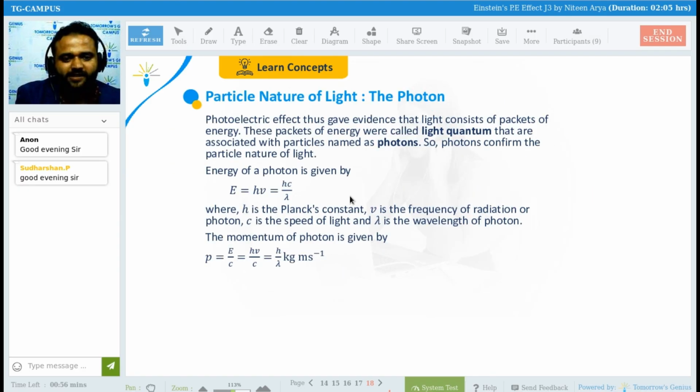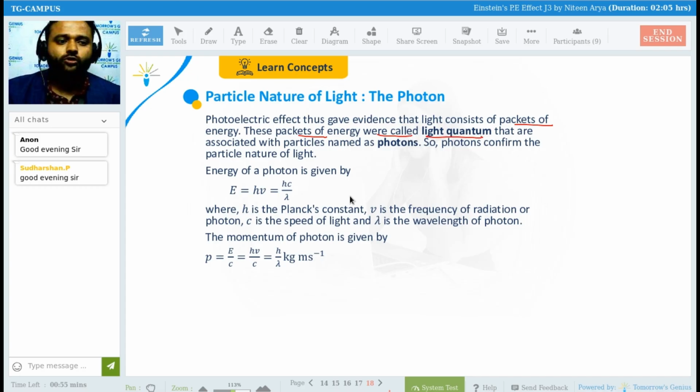Moving ahead. This is the particle nature of light, the photon. We have done this thing also, I think, but you can revise this in great detail. So the photoelectric effect gives evidence that light consists of packets, and that particular packet is known as a photon. Packets of energy. These packets of energy were called light quantum.